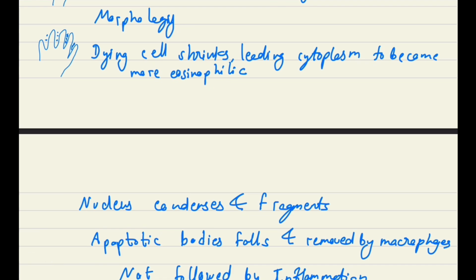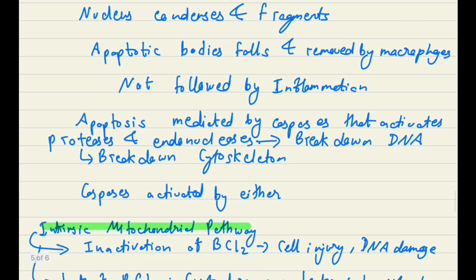Morphology. Now let's talk about morphology. The dying cell shrinks, causing the cytoplasm to become more eosinophilic. It also becomes pink microscopically. The nucleus condenses and fragments in an organized manner. The apoptotic bodies fall from the cell and are removed by macrophages. Apoptosis is not followed by inflammation, unlike necrosis. Necrosis is always followed by inflammation.